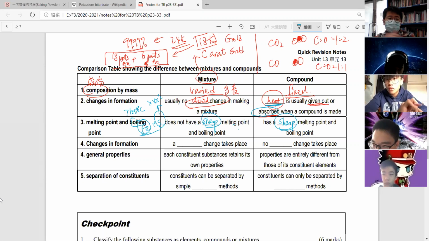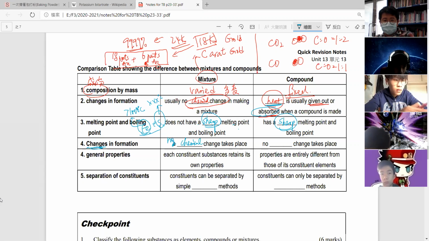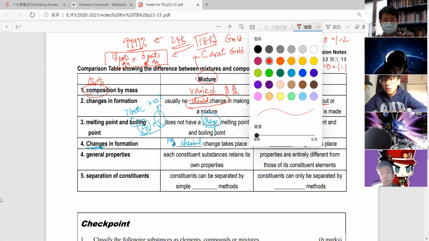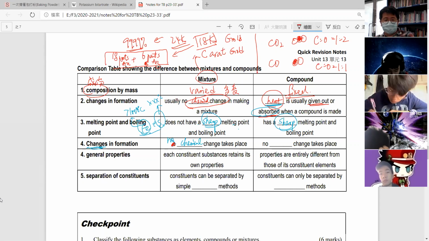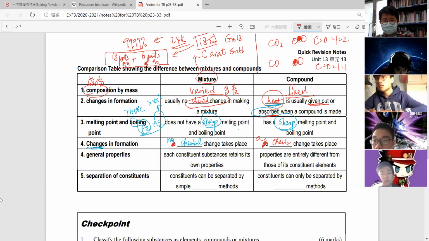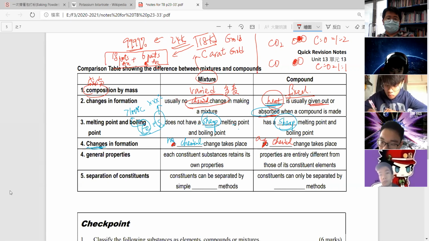Okay. How about changes in formation? Any change? Indeed, no chemical change. All of you, please mark it down. A little bit wrong about the placement of the words. No chemical change, but we have a chemical change when you are forming a compound. As said before, whenever I have a compound formed, it involves heat.